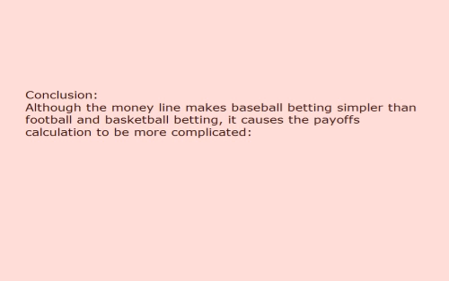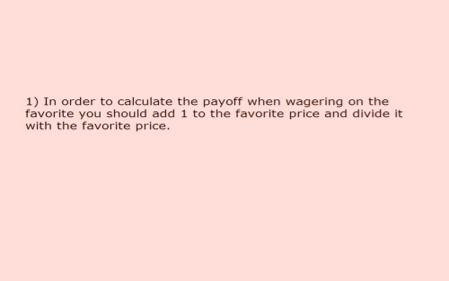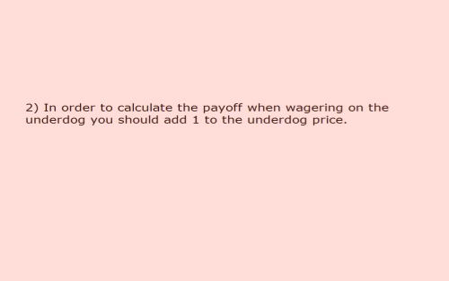Conclusion. Although the money line makes baseball betting simpler than football and basketball betting, it causes the payoff calculation to be more complicated. 1. In order to calculate the payoff when wagering on the favorite, you should add 1 to the favorite price and divide it with the favorite price. 2. In order to calculate the payoff when wagering on the underdog, you should add 1 to the underdog price.